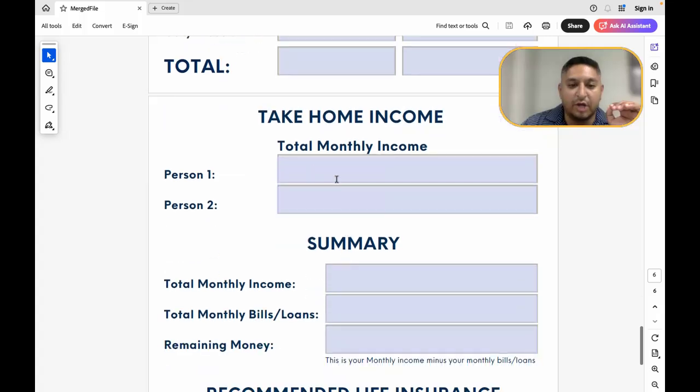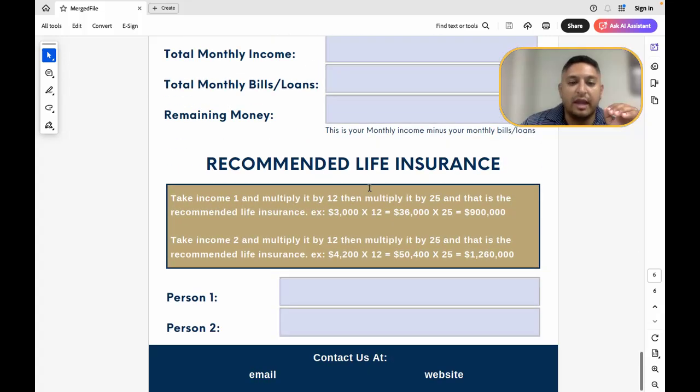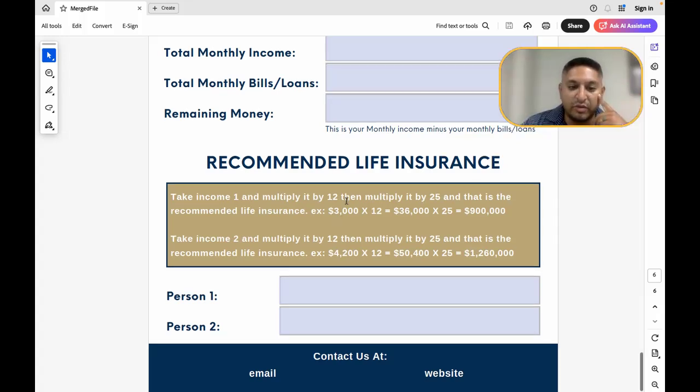And then we'll take our net income, which is basically your take home pay. I like to work in net income. We'll add those two amounts, do a little summary recap, and recommended life insurance. It goes 25 times, and again, this is based off the 4% rule. I am going to make a video on the 4% rule a little later, but for now, we're going to use that for the recommended life insurance.